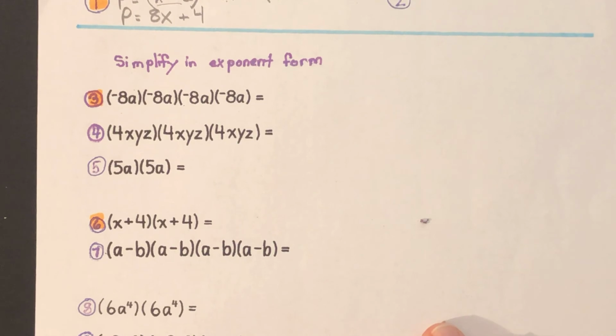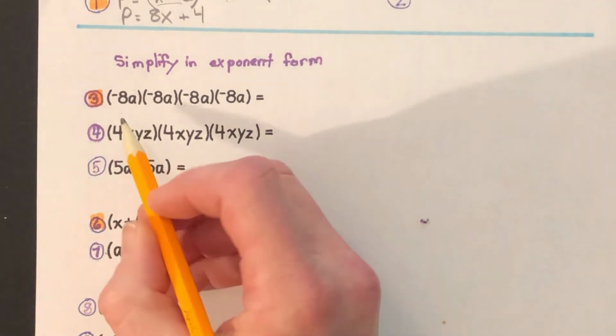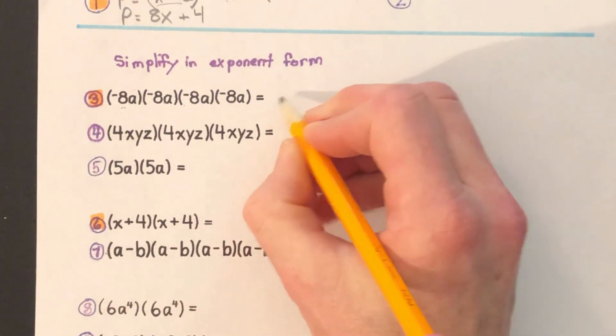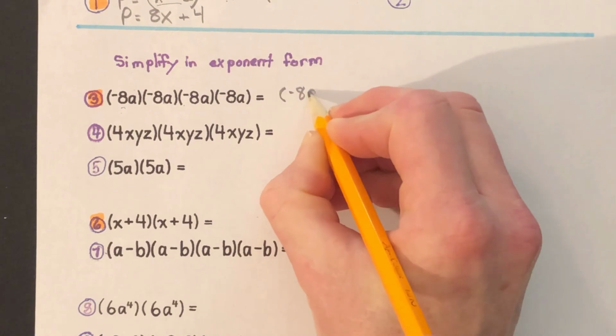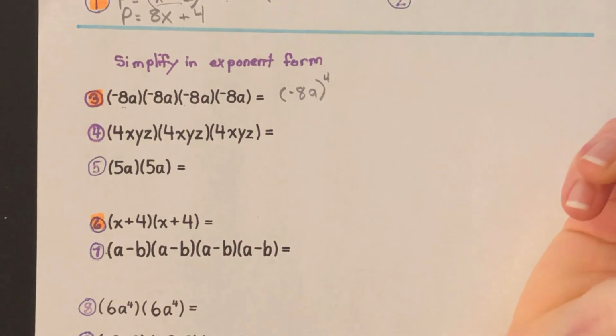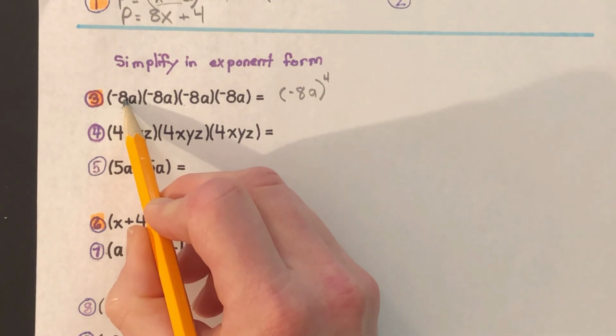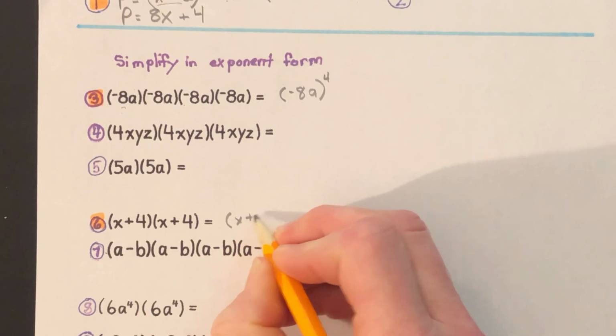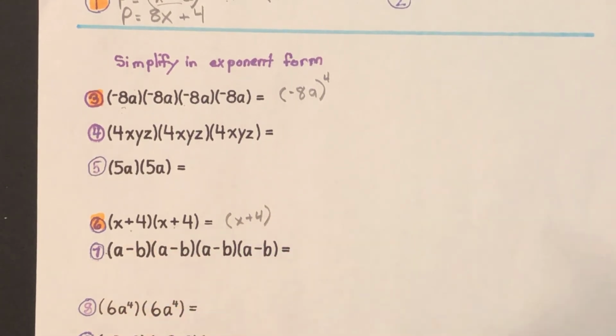You are putting these in exponent form, and they're all the same format. But I want you to see all the different ways that this same format works. I have exactly the same term 1, 2, 3, 4 times. So I will write that exact term one time and put the exponent 4 after it. That's all you do. It works when you have only one term in the parentheses. It also works when you have 2 terms. So x plus 4, both of these are identical, so I square it, and that's it.